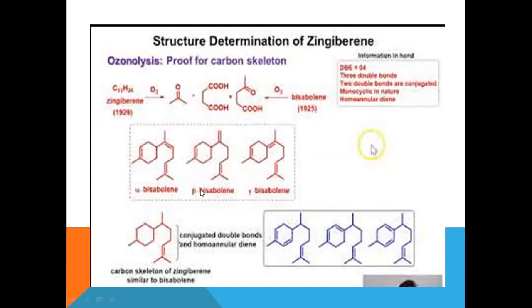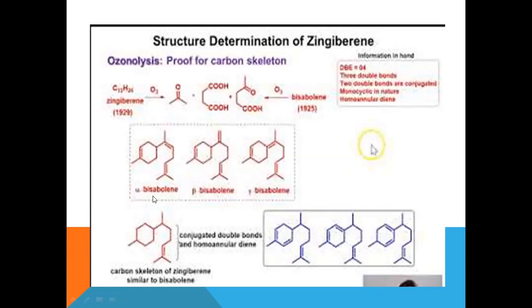Coming to bisabolin, based on the position of the double bond, three types of bisabolins are there: alpha bisabolin, beta bisabolin and gamma bisabolin. Here, in all the three cases, you have a double bond in the cyclohexane ring. The position is the same. Another double bond is here. The position is the same for all the three compounds. These three compounds differ in the position of this double bond. Here the double bond is here, and here, and here.